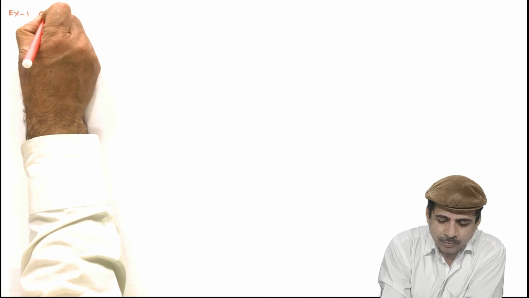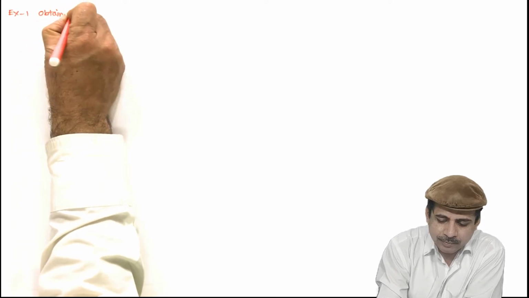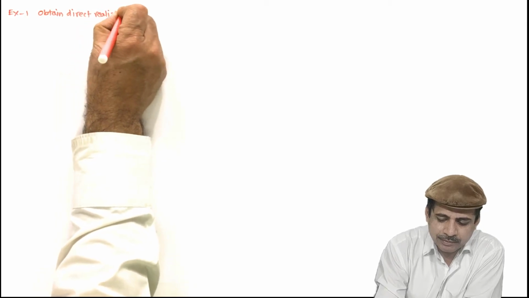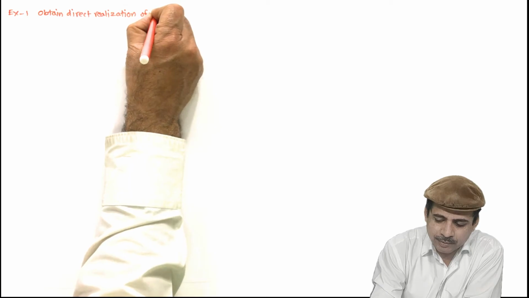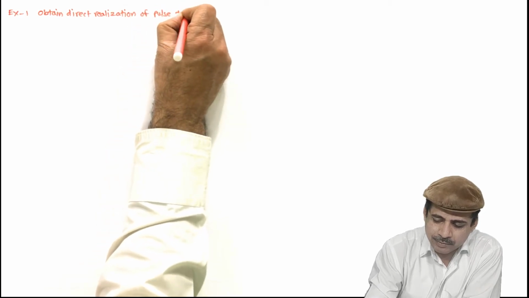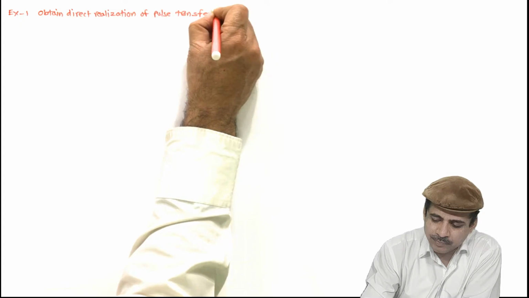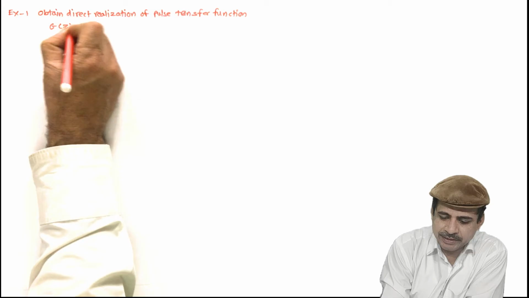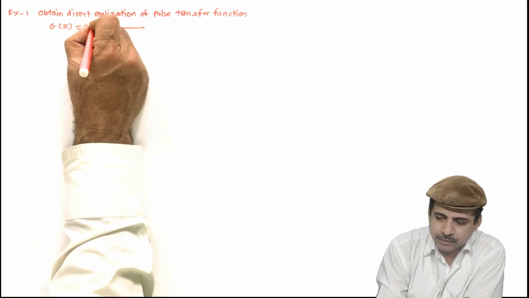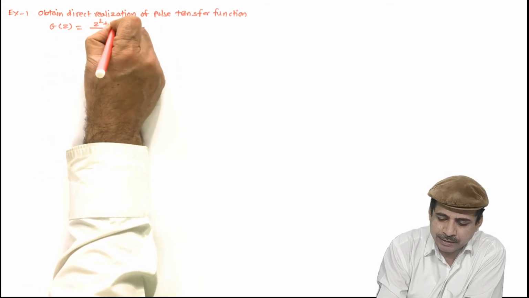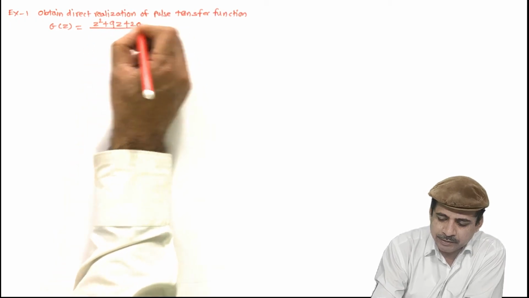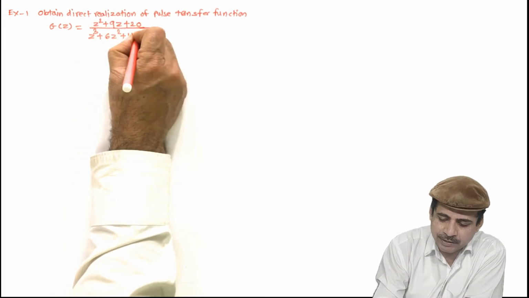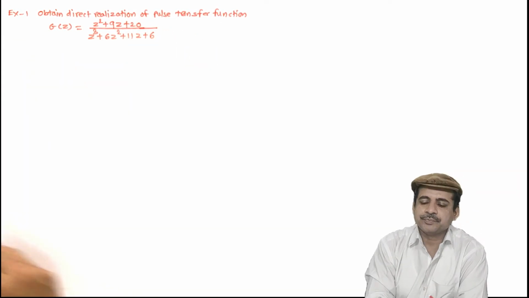Example 1, obtain direct realization of pulse transfer function g of z equal to z square plus 9z plus 20 divided by z cube plus 6z square plus 11z plus 6.